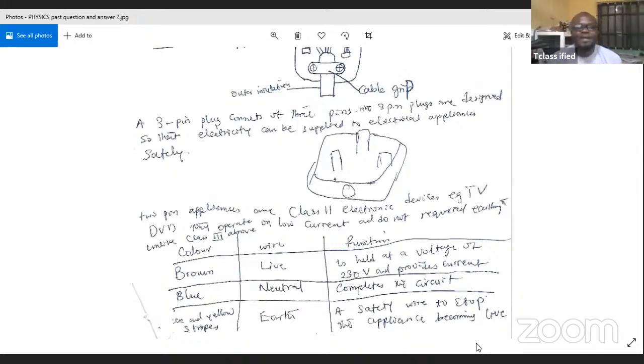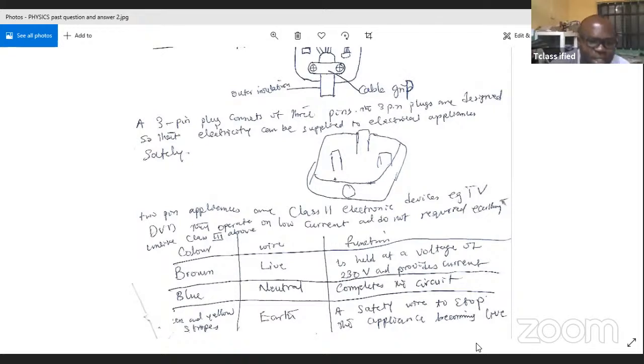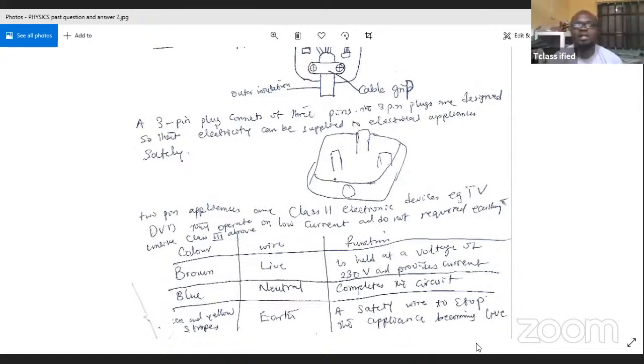Okay. So the color of the live wire is always brown. That of the neutral is always blue, whereas that of the earth is green and yellow stripe. Okay. So the live wire is held at a voltage of 230 and provides the current. The neutral simply helps to complete the circuit, whereas the earth is for safety purposes.